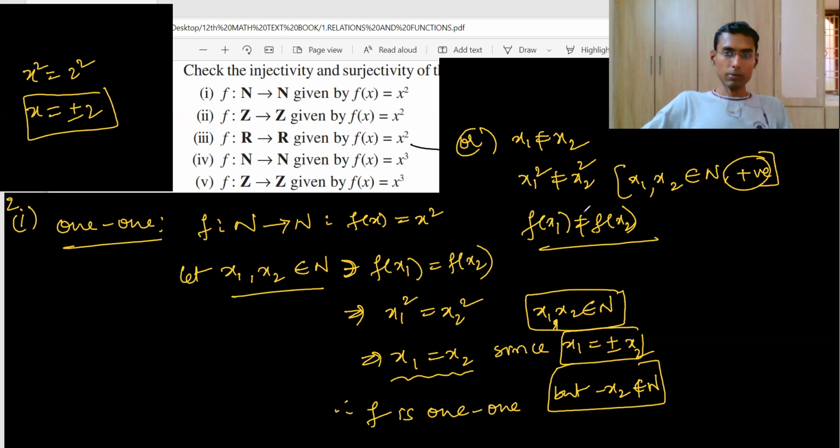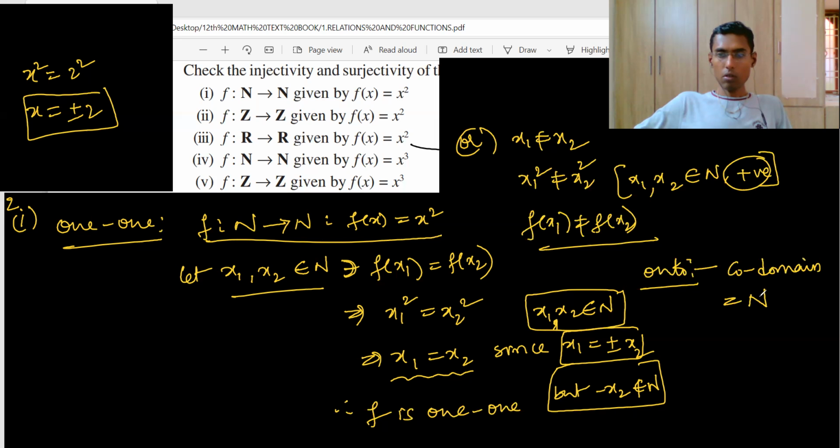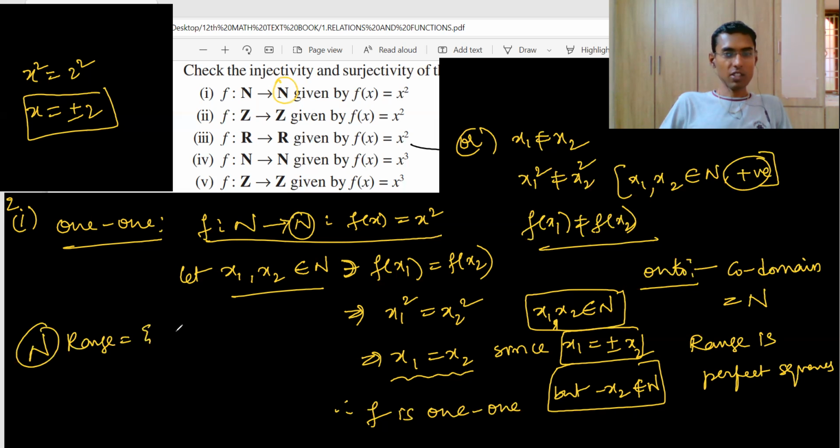Is it onto or not? How do you check onto? I don't think it's onto. Obviously. What is the codomain? Codomain is the set of natural numbers. What is the range? Perfect squares. Codomain is natural numbers, and range is 1, 4, 9, perfect squares. That means only for perfect squares there is a pre-image. So it's not onto.